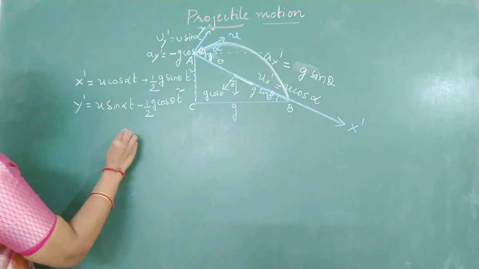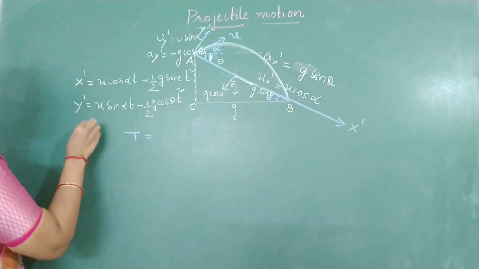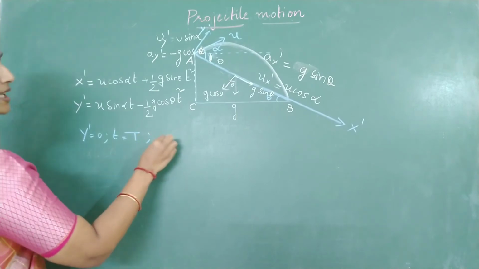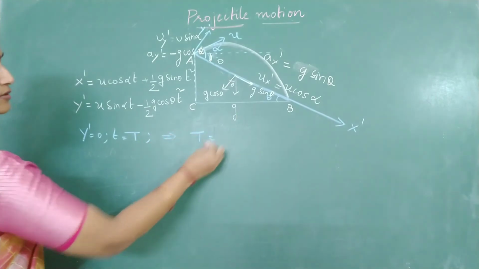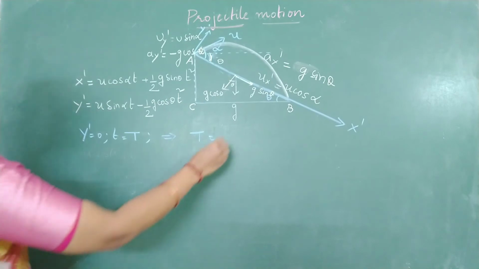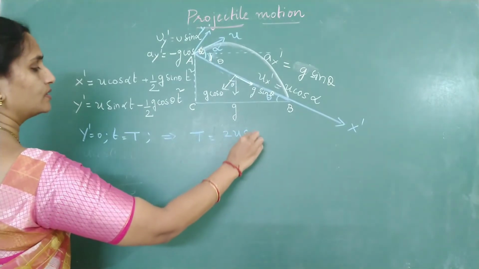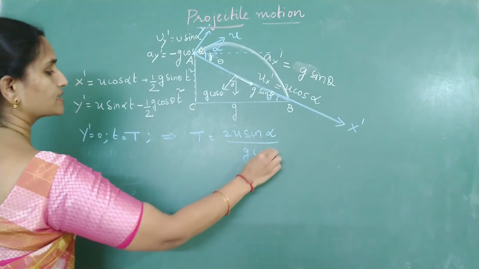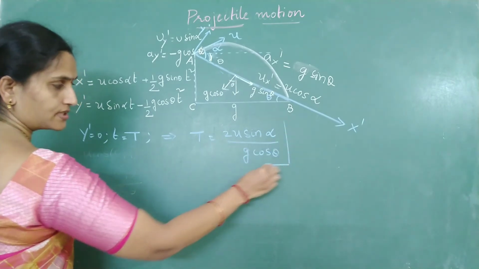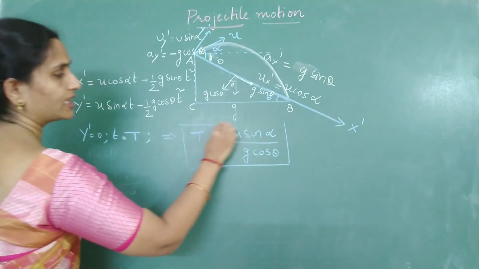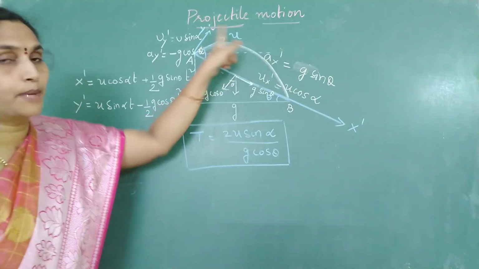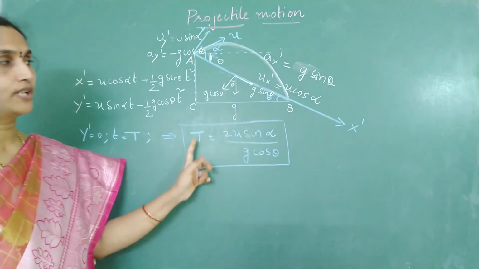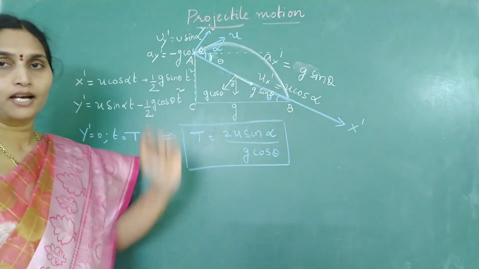Then what is your time of flight? Substituting y dash as 0, small t becomes capital T, the time of flight. Directly writing, you can solve and check. You get the time of flight 2u sin alpha by g cos theta. The answer is the same as the time of flight of a body projected up the inclined plane at an angle alpha with the inclined plane. So the time of flight remains the same if you project with the same angle.